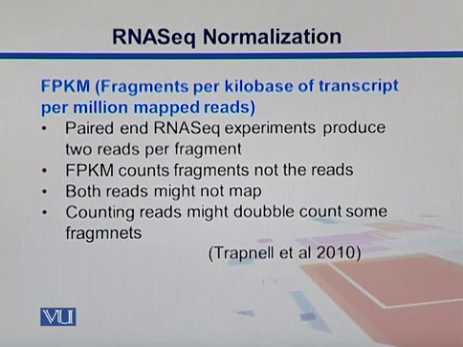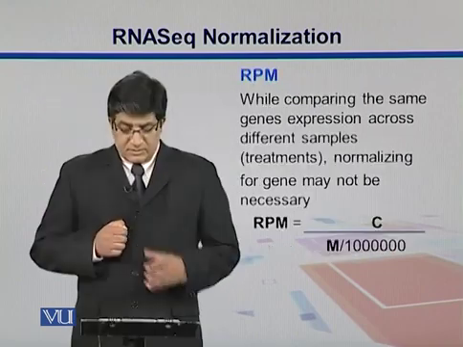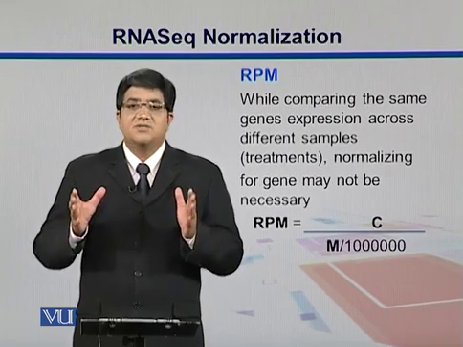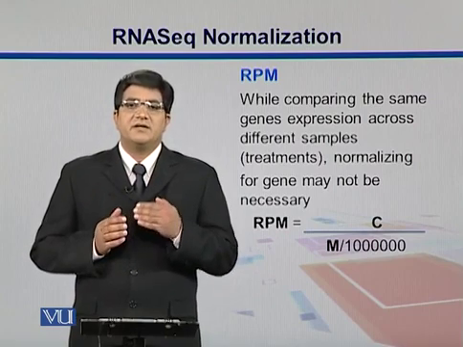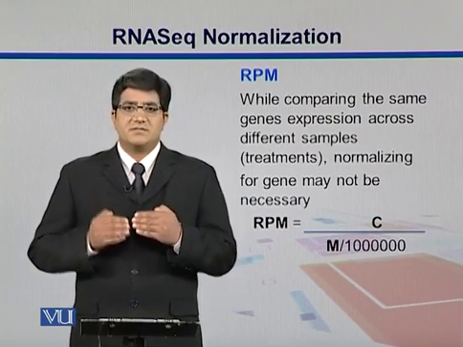Sometimes FPKM counts fragments here in this example. So they are not counting actually reads. And in some situations both reads might not map. If we count the reads, that might double the counts of the sum of the fragments. So in order to compare these two situations, or in order to control that lingo, they use the word fragments per kilobase of transcript per million mapped reads rather than RPKM, or reads per kilobase of transcript per million mapped reads. Most of the times while we are using those differential gene expression studies, we are taking the same gene and we are comparing across different treatments.